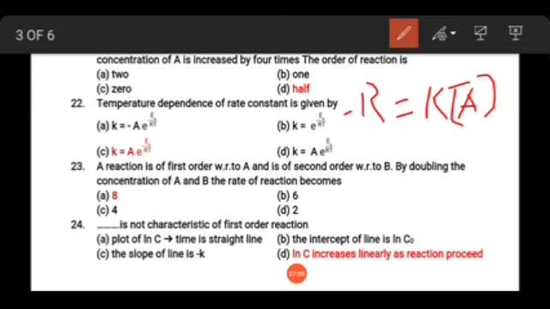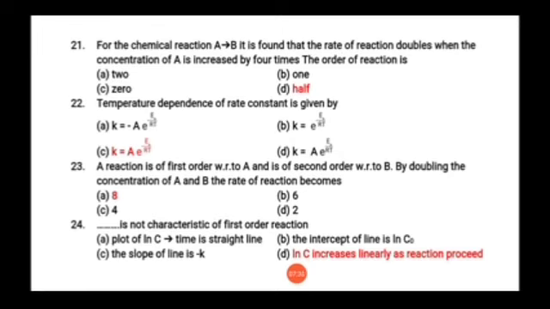Now here we have given, if concentration of A is increased by 4 times, the answer comes out to be 2. So it is here 4. So what the power of 4 gives you answer 2? So it must be 1/2, because square root of 4 is 2. So the correct answer of this question is option number D, that is half, because we know that concentration A is increased by 4 times, then square root of 4 must be equals to 2. So the answer is half.